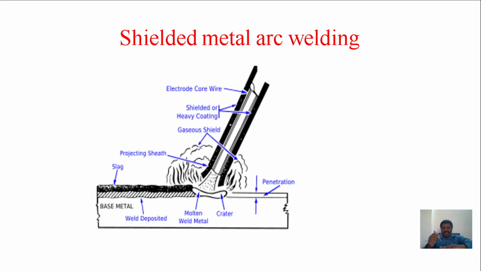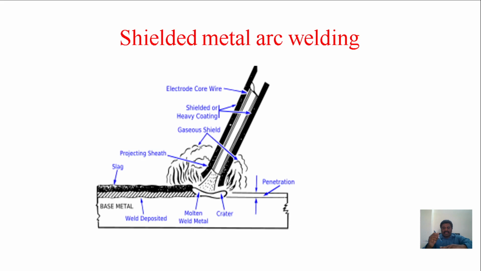Now the working principle. The current flows through the cable, as I said just now, the electrode is connected with the cables. So here the ground cable and the hot cable come from the power source, AC or DC, and the circuit is completed when the electrode tip comes in contact. Imagine this is the electrode tip.